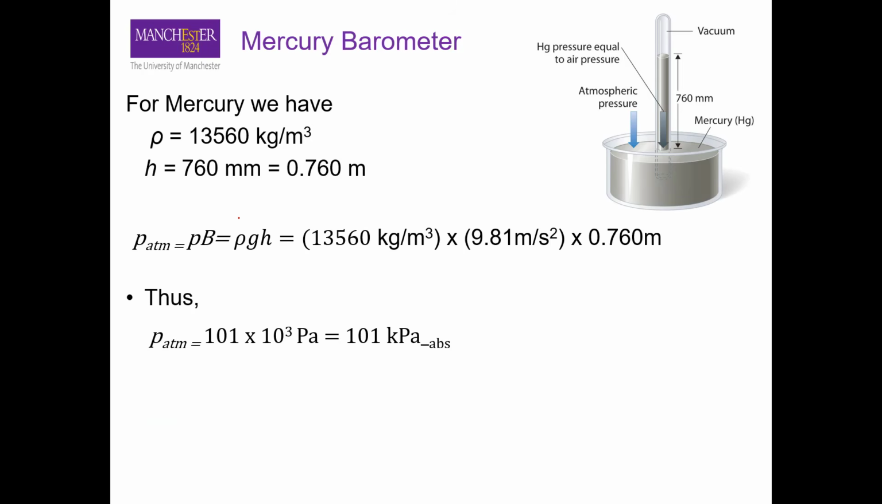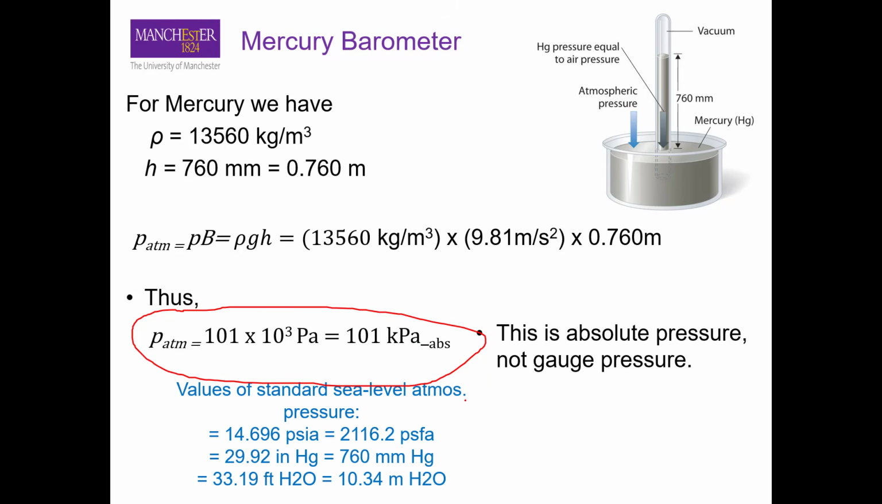Now from this equation, by feeding in these different values, we can calculate the atmospheric pressure. So for the case of mercury, the density is 13,560 kilograms per cubic meter, and then we have the height that we can easily measure using a ruler, for example. That is 760 millimeters, and we can convert it into SI units. If you feed these values into this equation, you get the final value of atmospheric pressure, that is 101 kilopascal, and this is an absolute pressure. It is not a gauge pressure, and that is why we are using the word absolute here to represent that.